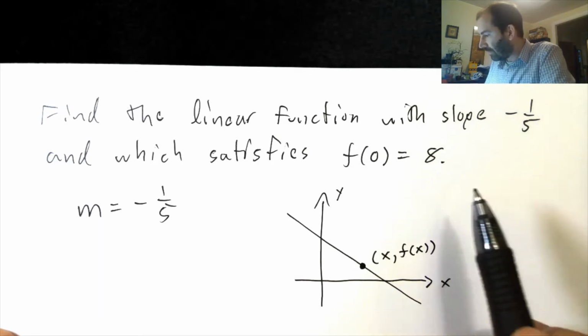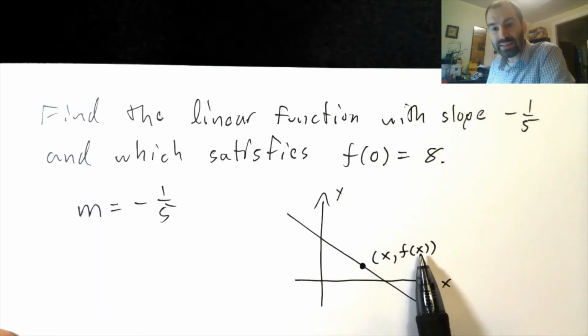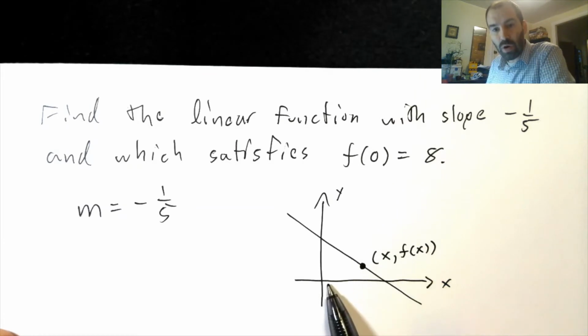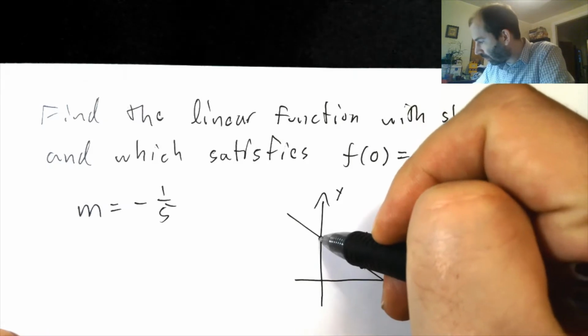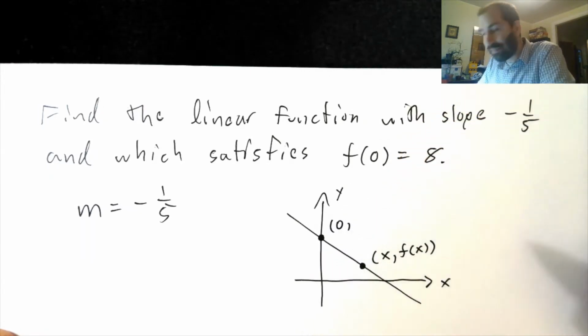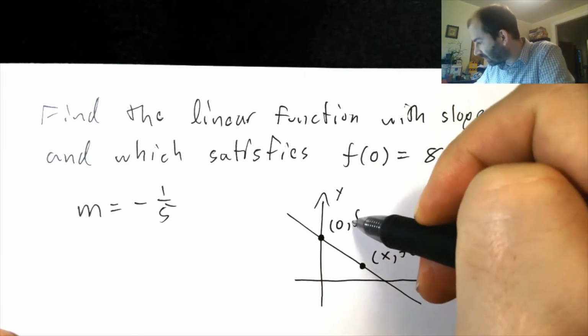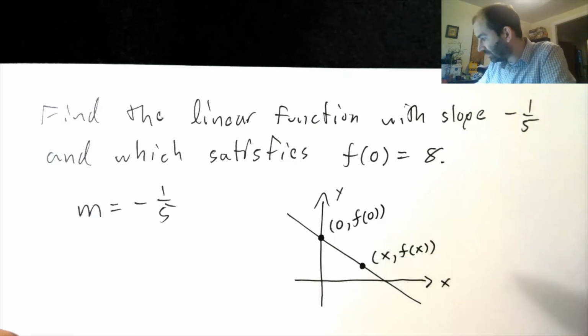Now look what they gave me. They gave me f of 0. So they're saying x is 0, right? So let's go over to where x is 0. Well, that corresponds to this point on the line. All right, so 0 comma, well, remember, every point is of the form x comma f of x, so that means that's 0 comma f of 0.